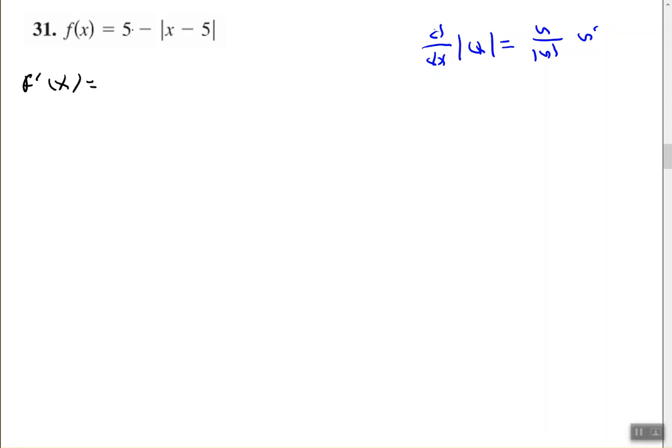So the derivative of 5 is 0, and then we have the -1 outside. We're going to leave it out there. Derivative of the absolute value of x minus 5. In this case, u is equal to x minus 5. U prime is equal to 1. So the derivative of the absolute value of x minus 5 is x minus 5 over the absolute value of x minus 5 times u prime, the derivative of the inside, which is 1.